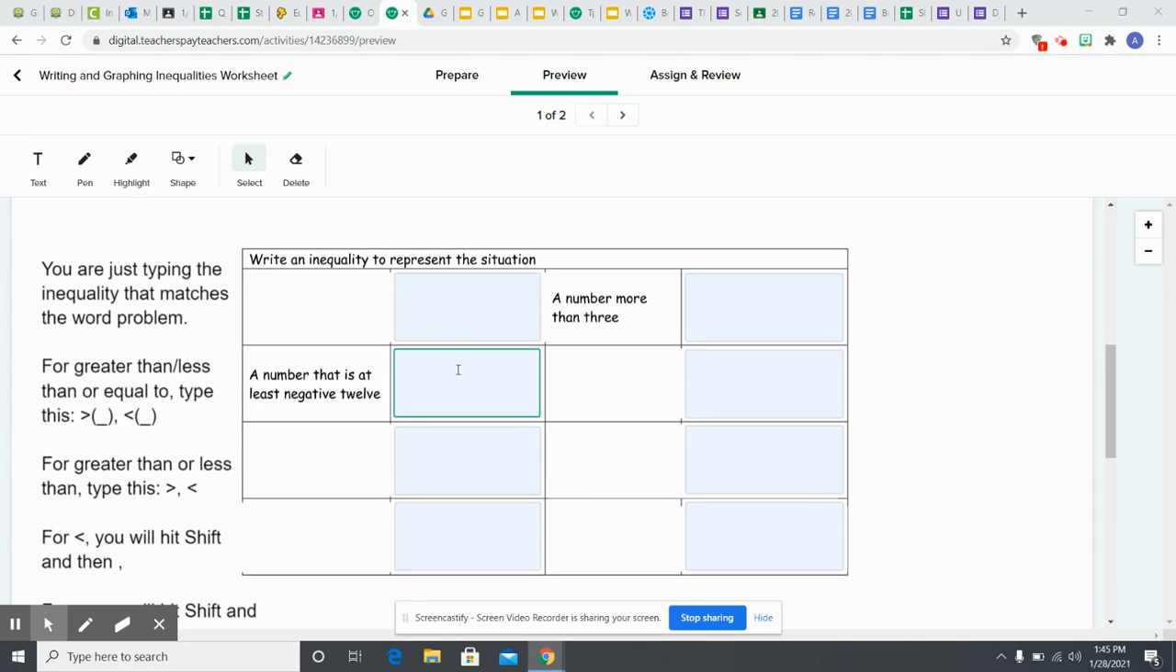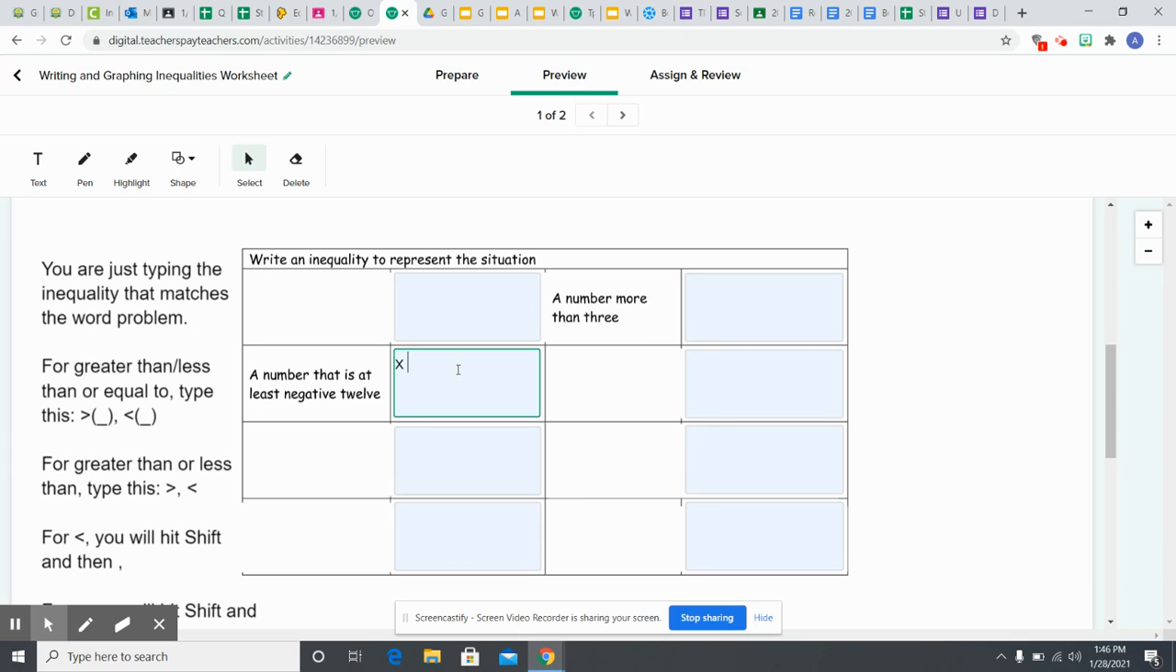So I'm going to do this problem with you all. This says a number that is at least negative 12. So when it says a number, it's just talking about any number. Any number that is at least negative 12. So since we don't know what number, we're going to use x to represent that.